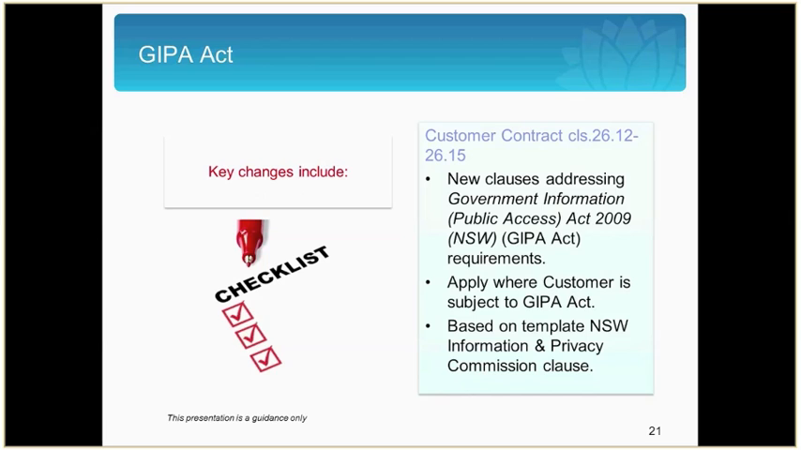These clauses adopt a similar approach to the Information and Privacy Commission template contract wording in relation to Section 121 of the GIPA Act. Now, what if the customer is not subject to GIPA? Then the parties can note that the relevant clauses are not applicable in the general order form.